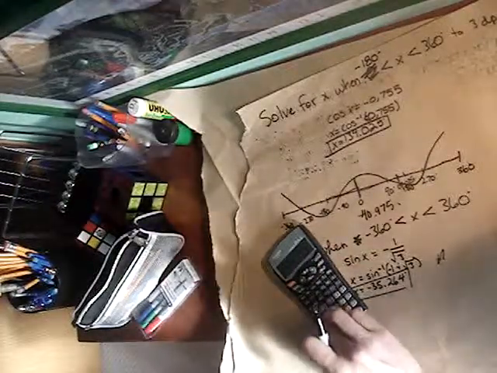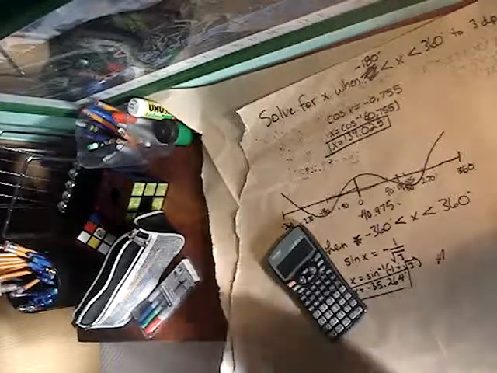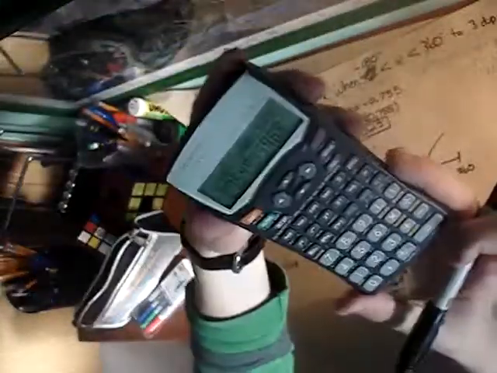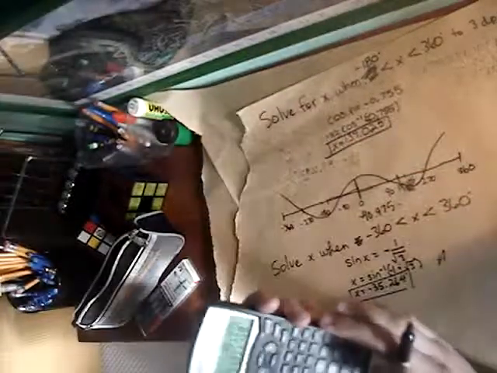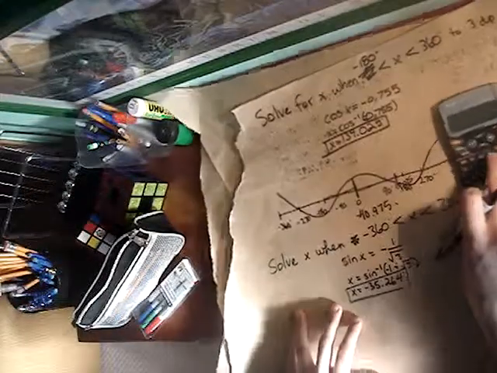Let me just check that. Cosine of negative 40.975, and we get our answer. Don't know if you can see that right there. We get our answer once again. Okay, so now let's do this one.